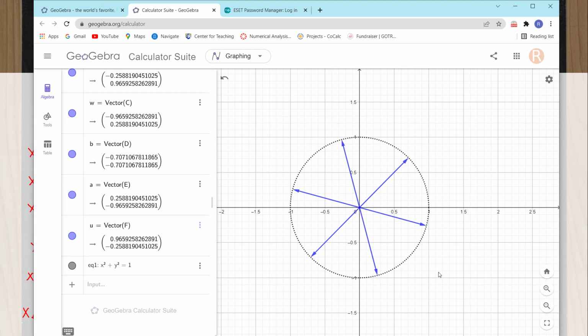And this right here is a graph of the vectors in the complex plane, courtesy of GeoGebra.